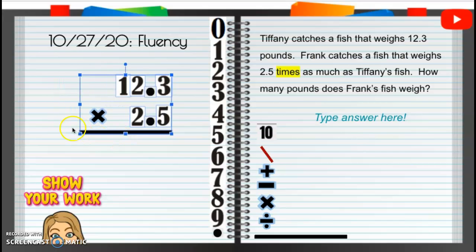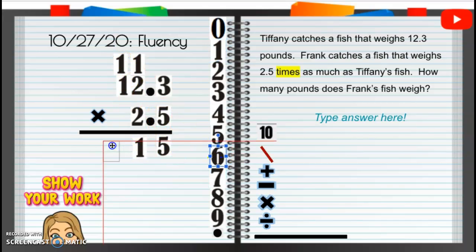All righty, so we are going to have 5 times 3, which is 15. Remember, we are going to ignore those decimals. 5 times 3 is 15, so I'm going to carry that 1, drop that 3. 5 times 2 is 10, plus 1 is 11. So I'm going to carry that 1, drop the other 1. And then we have 5 times 1, which is 5, plus 1, which is going to be 6.